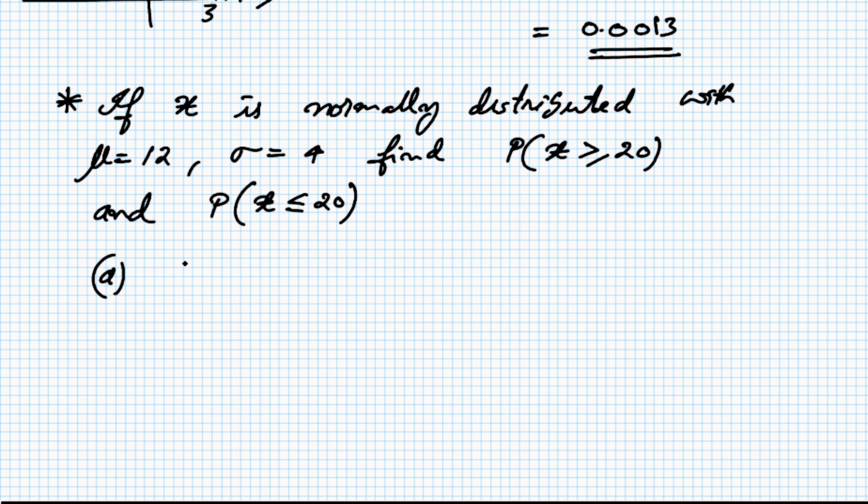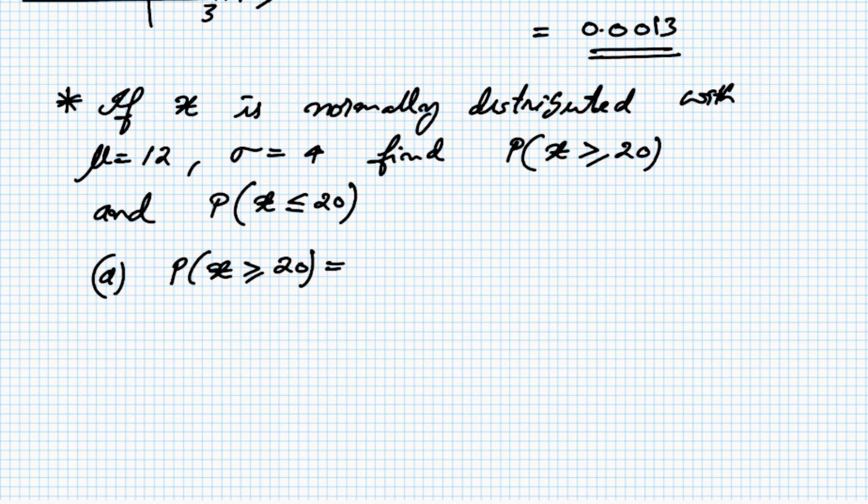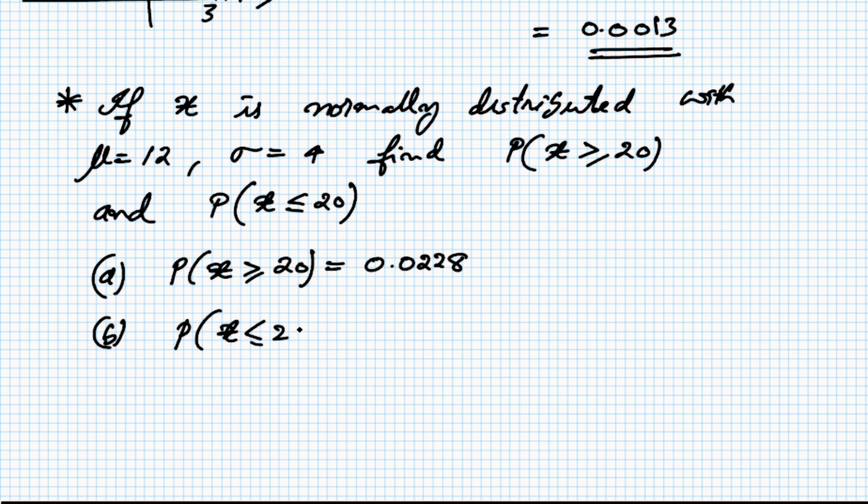So part A, that is the probability of X being greater than or equal to 20, you get an answer equal to 0.0228. Then part B, the probability of X being lesser than or equal to 20, is 0.9772. Let's move ahead to the next problem. This is the next level of problem. So this is the question.